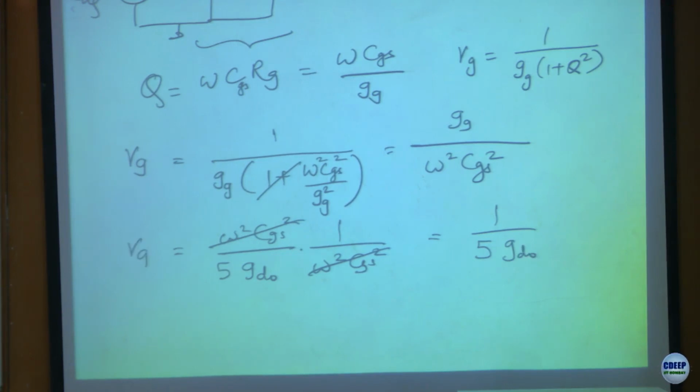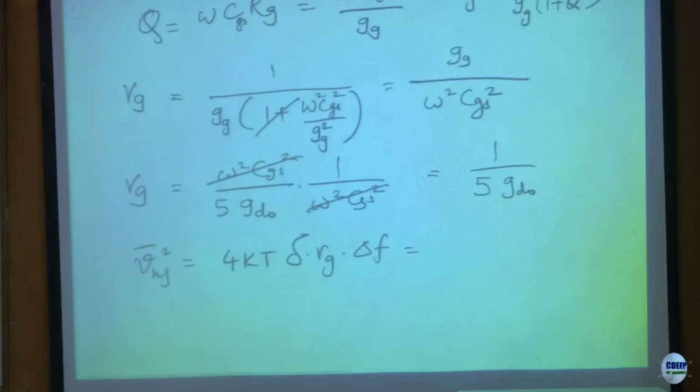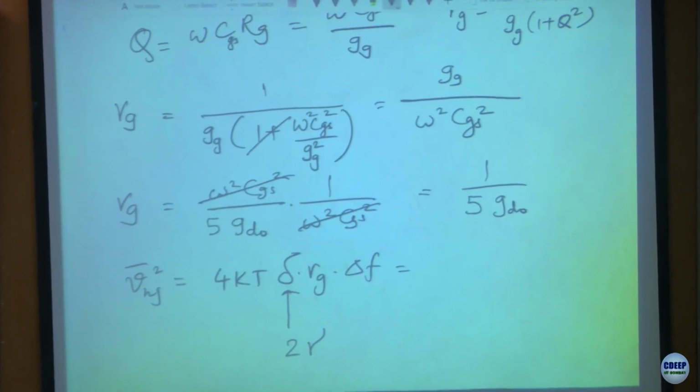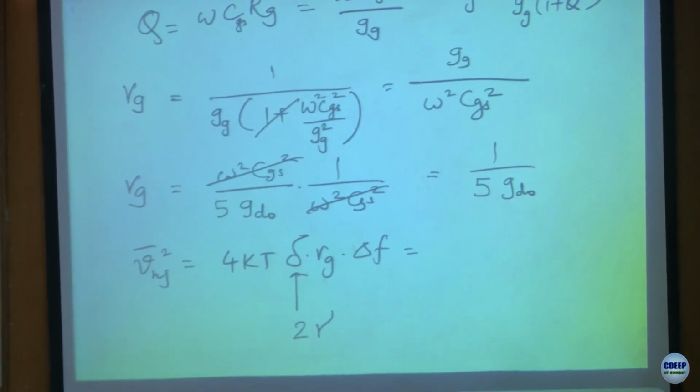Okay, so this is RG and the corresponding noise is going to be VNG equal to 4kT, in this case delta times RG times delta f, and this delta, this excess noise coefficient, is generally 2 times the gamma. In case of long channel devices, what was the gamma? 2/3 for long channel devices. In this case it will be 4/3 for the gate noise. And for short channel devices, what was the gamma? Gamma was 2 to 3 value. Here it will be 4 to 6, okay.